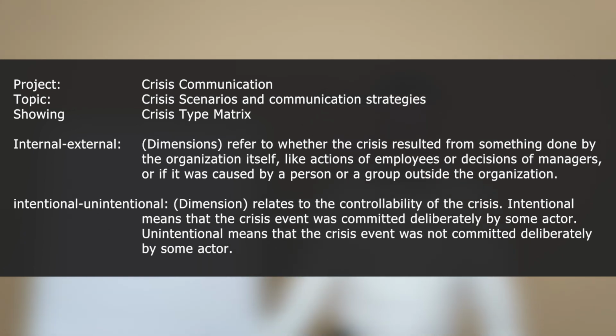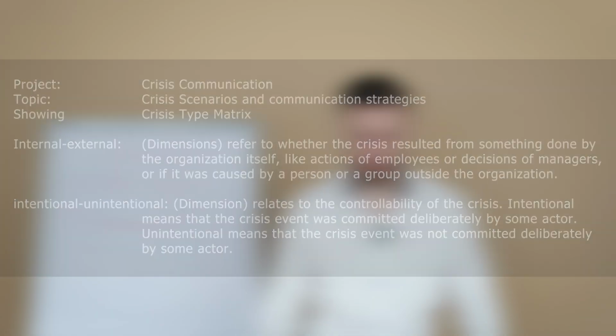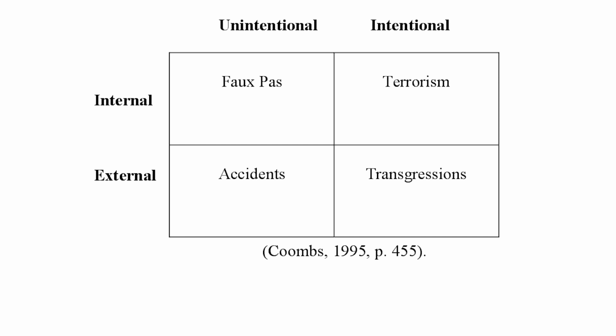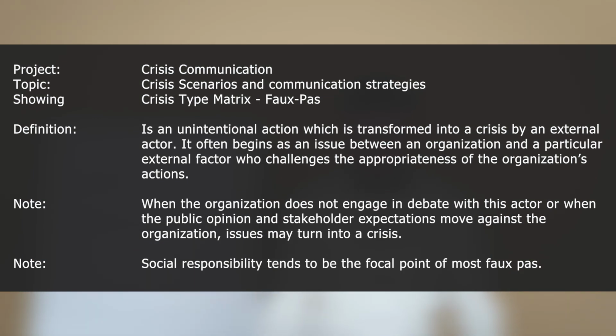The intentional-unintentional dimension refers to the controllability of the crisis. Intentional means that the crisis event was committed deliberately by some actor, and unintentional means that the crisis event was not committed deliberately by some actor. The 4 types of crisis that a company might face are: a faux pas is an unintentional action which is transformed into a crisis by an external factor.